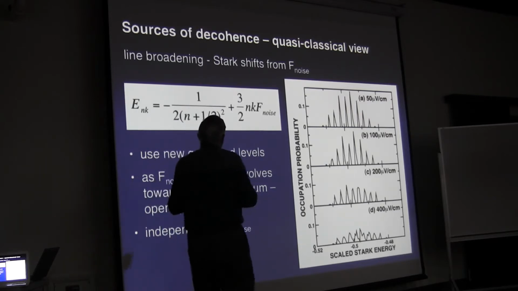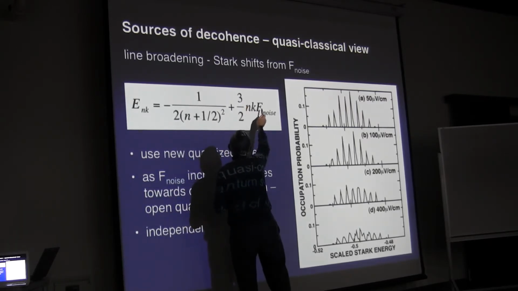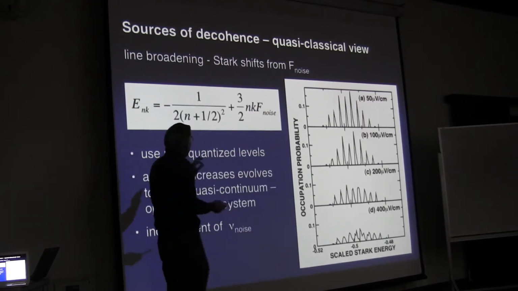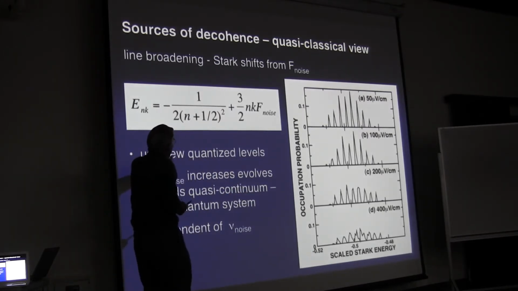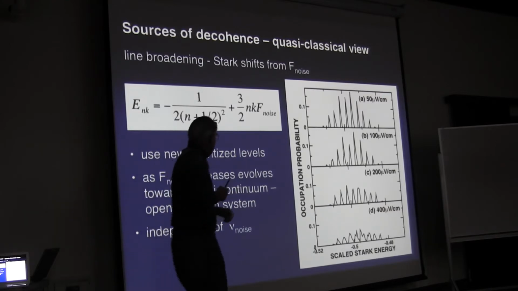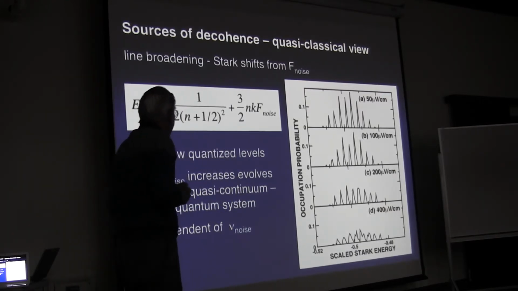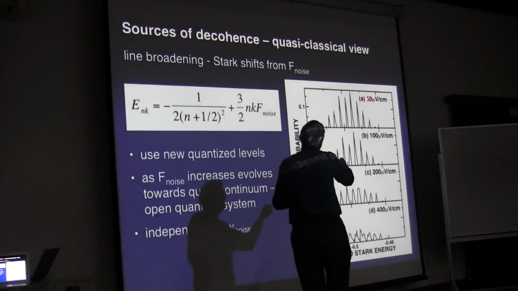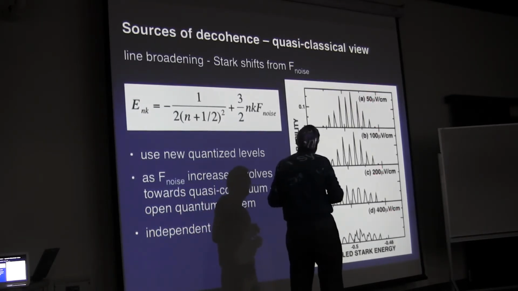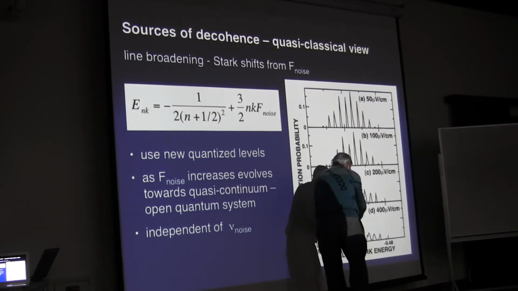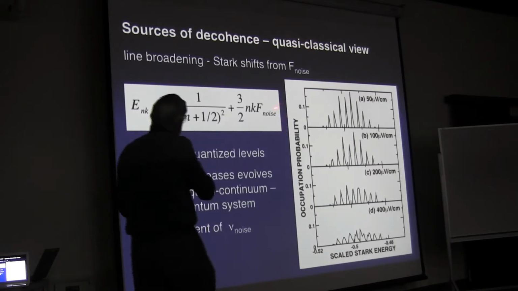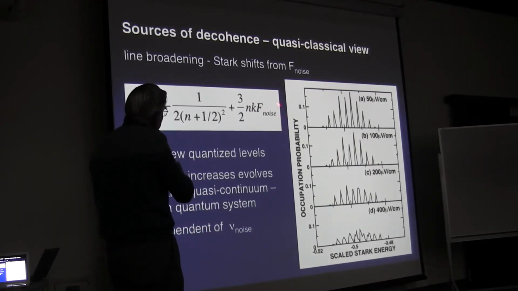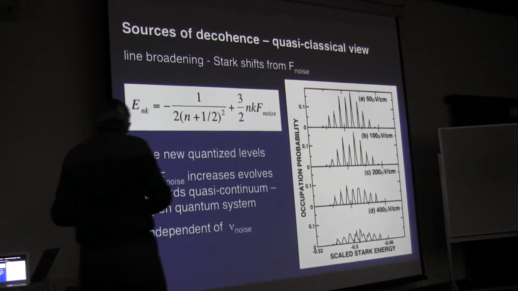And you now then get additional terms of 3/2 KF. Okay? And they depend on F. So what you have to do is quantize that original classical distribution along a whole set of new quantized levels. You get a whole set of new evolution frequencies. Okay? And this is illustrated here. As you increase the strength of the field, the levels get broader. And ultimately you get a quasi-continuum. Okay? And this is a broadening mechanism that is independent of frequency. It's governed by the strength of the field that you apply.